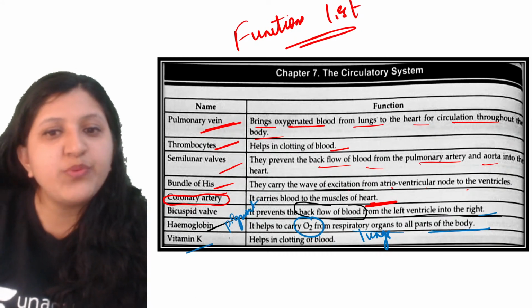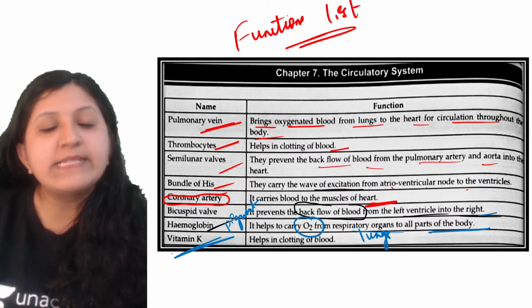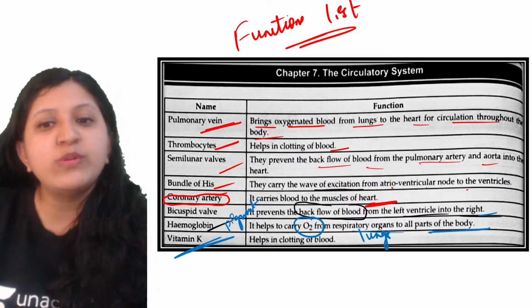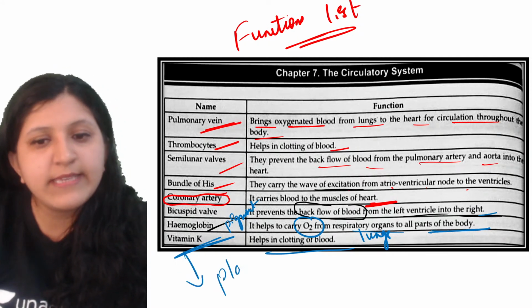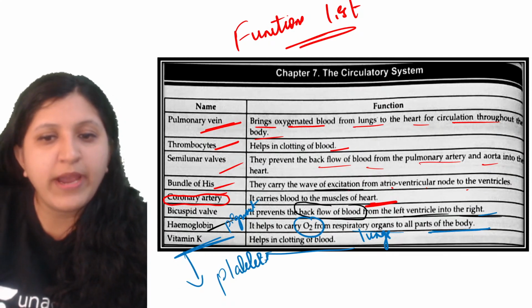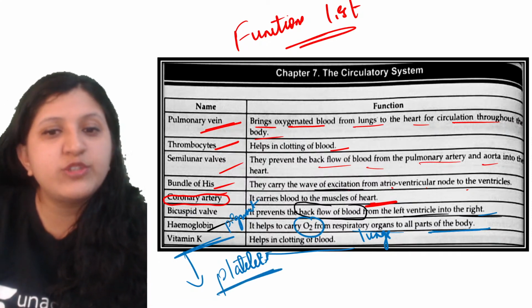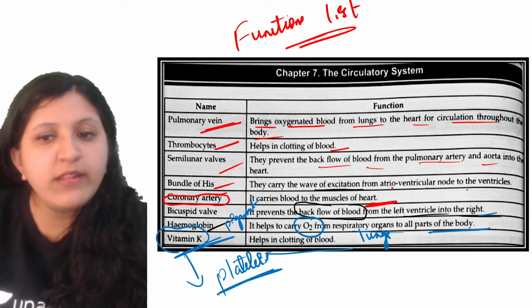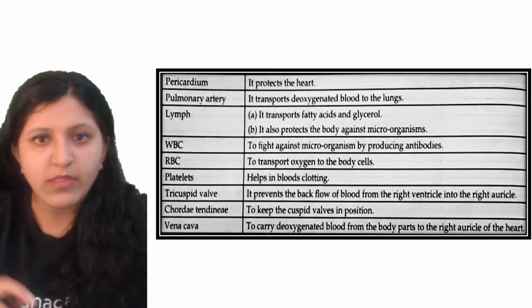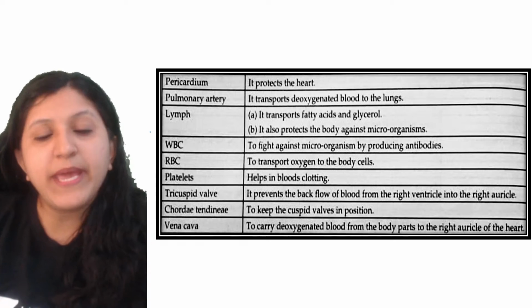Then there is vitamin K. So what exactly does vitamin K do? This helps in clotting of a blood, because the platelets can work in presence of vitamin K. So for the platelets to work, there is a requirement of vitamin K, and that is when the clotting will occur. Okay, so what exactly is pericardium?